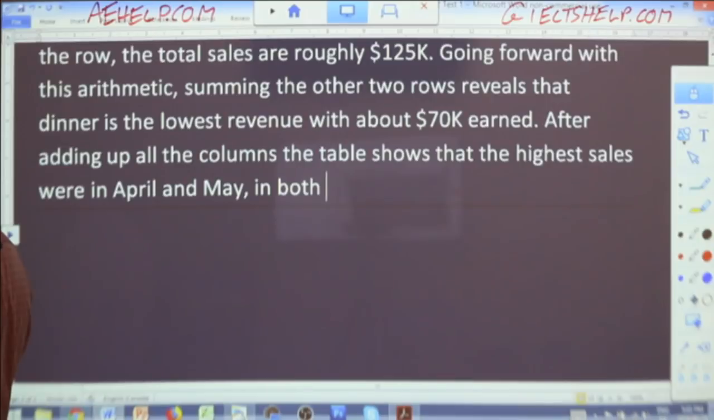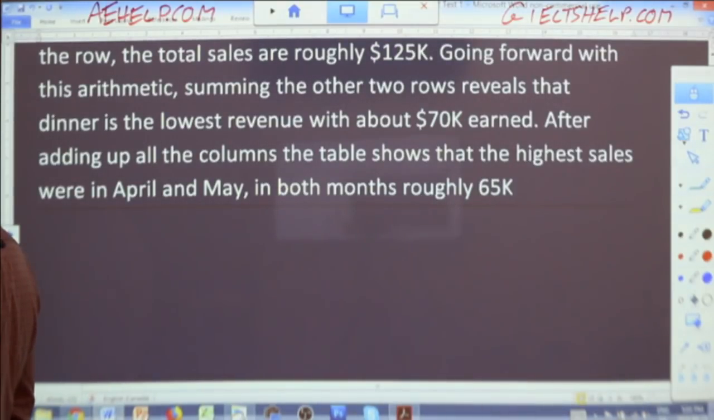In both months, roughly 65,000 was earned in total.